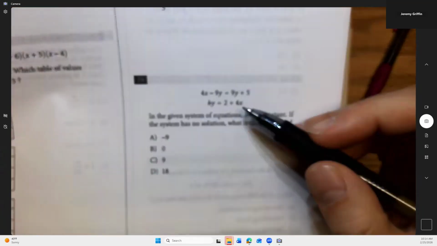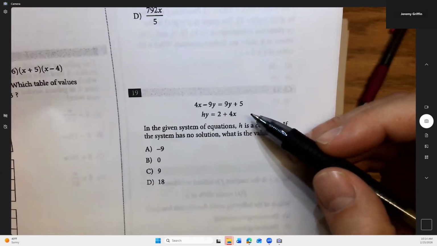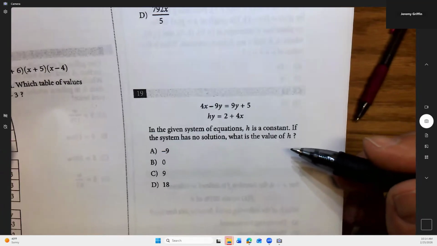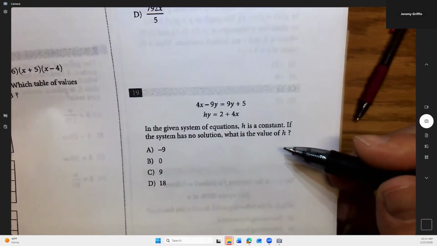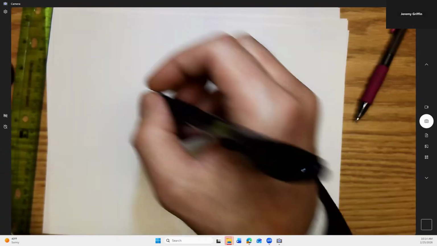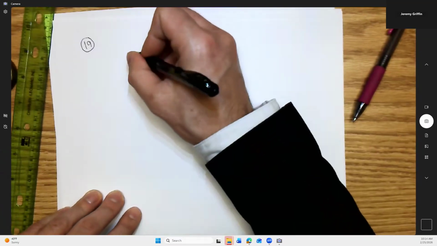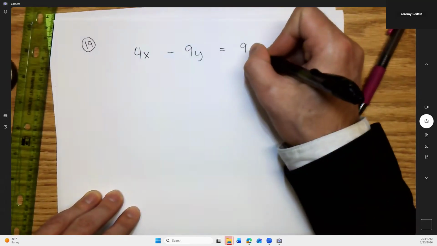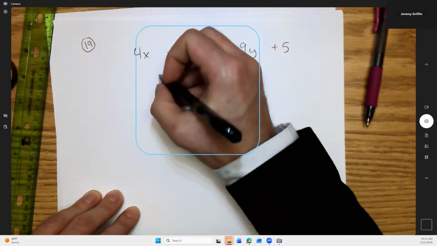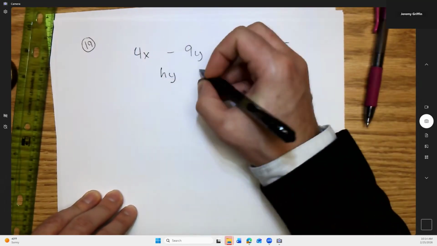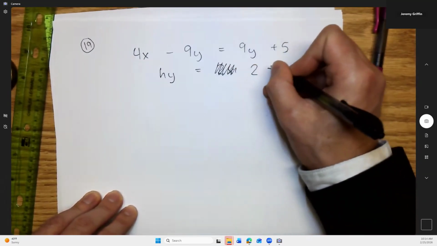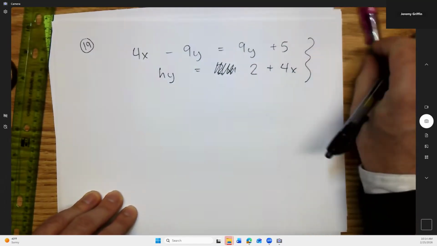Okay, number 19. We got 4x minus y equals 9y plus 5. Hy equals 2 plus 4x. In the system of equations, h is a constant. If the system has no solution, what's the value of h? No solution. Ooh, this'll be fun. Here, I'll rewrite what they gave us. 4x minus 9y equals 9y plus 5. And hy equals 2 plus 4x. Okay, so there's your system.